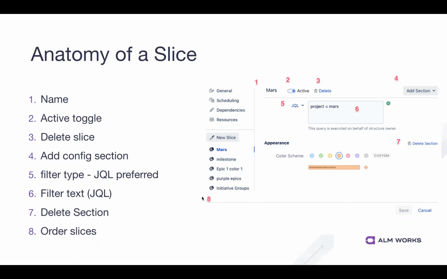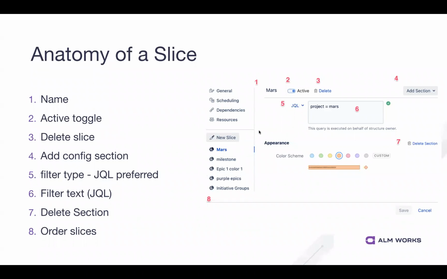I already talked about number 7, that delete section. And then number 8 is kind of a hidden one here. Maybe it's not obvious what number 8 is pointing to. But on the left side here, next to all these little slices of pie, there are 8 dots, and they will appear when you cursor over them. Those are how we reorder the slices. The order of slices is really, really important.